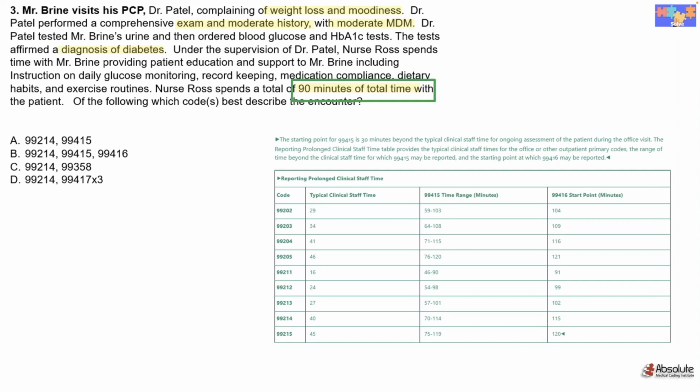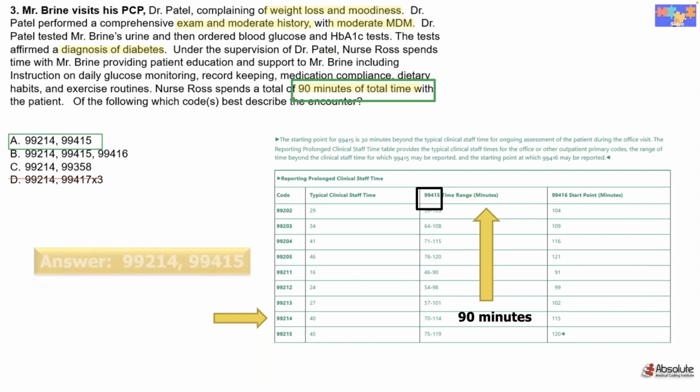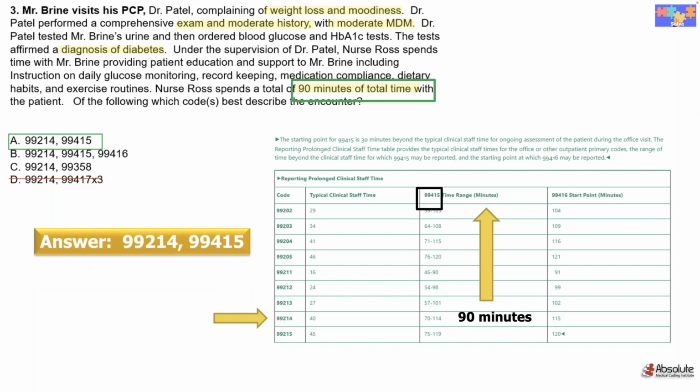Outstanding, outstanding. Yes, if you go to the level of service 99214, we have a total time of 90 minutes. We just go to where 90 minutes falls on the chart. It's between 70 and 114 minutes. Code look up 99415, one unit of 99415 with 99214. And that is our answer. And you all rocked it.